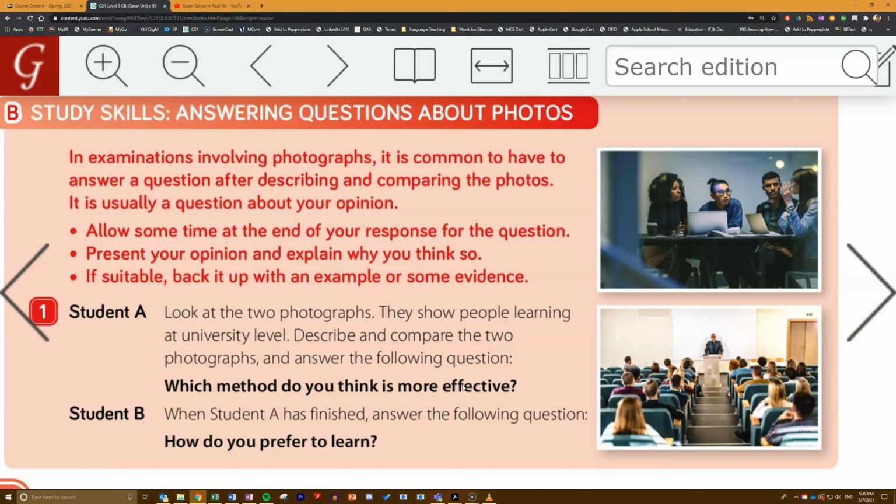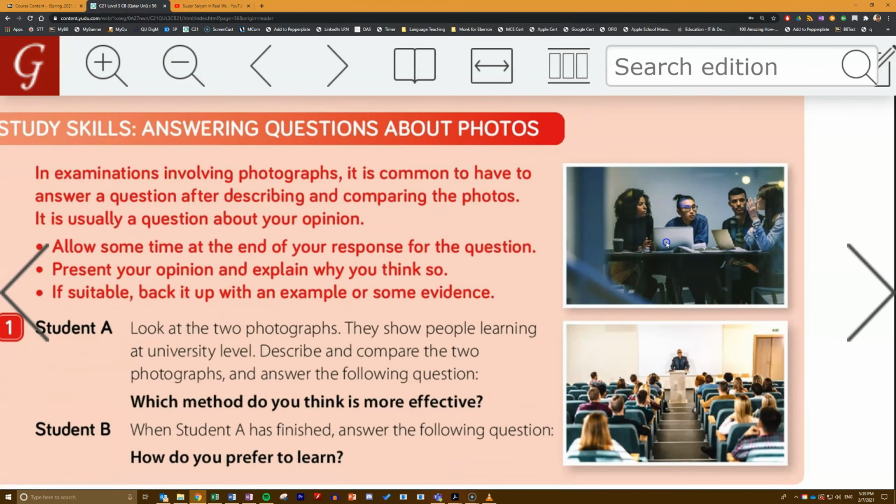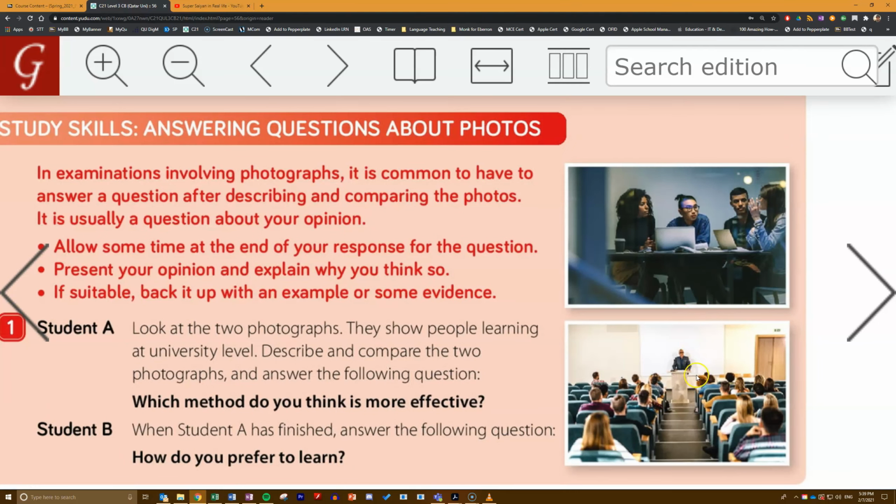Today, you should find a friend in class and call them on WhatsApp, on Teams, on Snapchat. I don't care how you call your friend. But look at this page together, page 54, and look at the two pictures. Take turns working together, describing and comparing the pictures. How are they similar? How are they different? And take a minute to answer these opinion questions together.